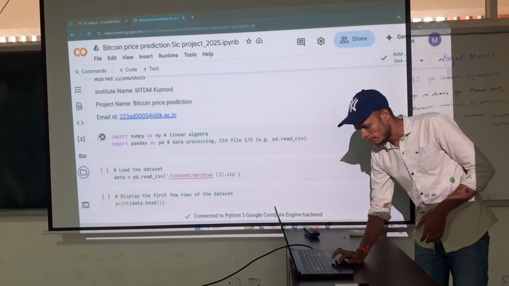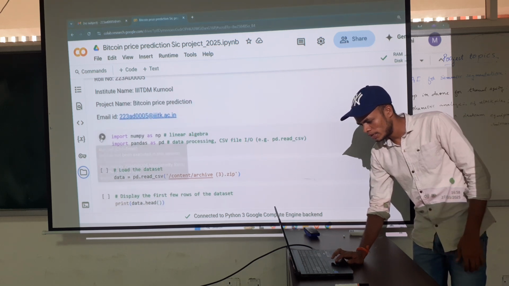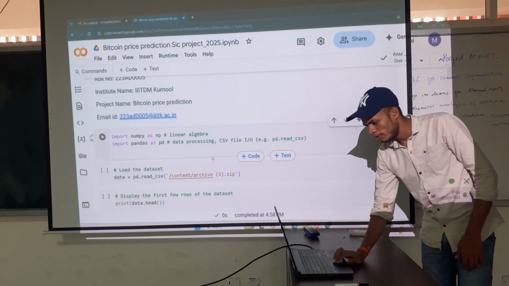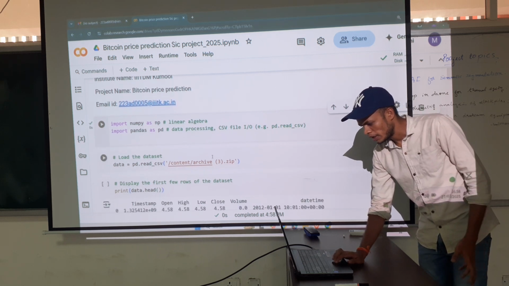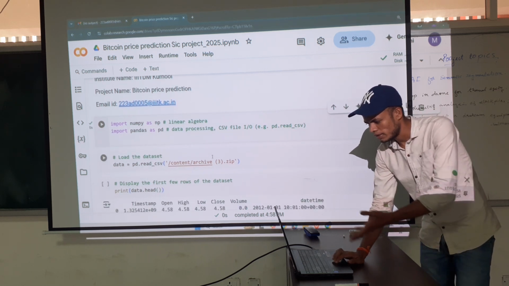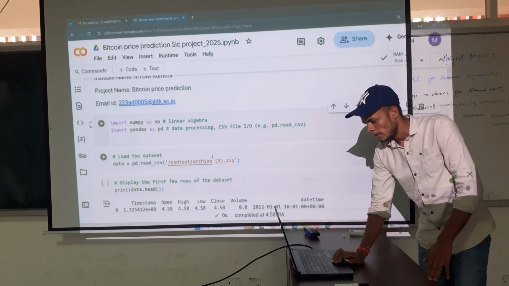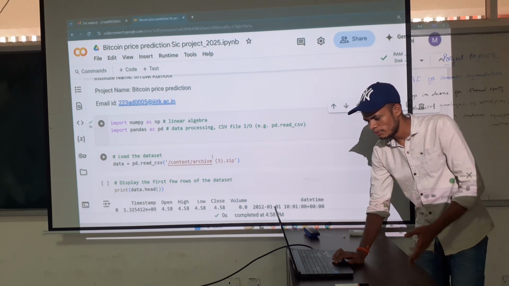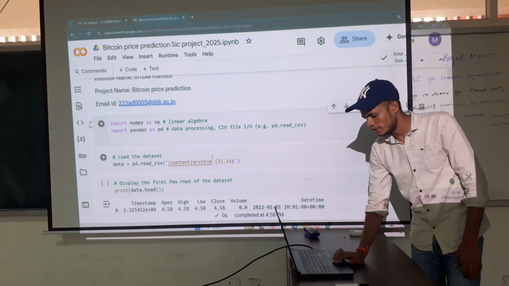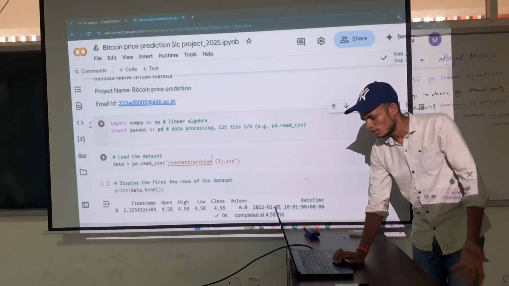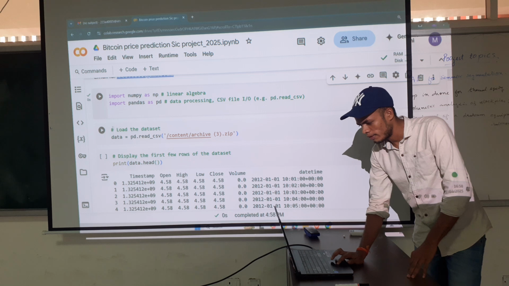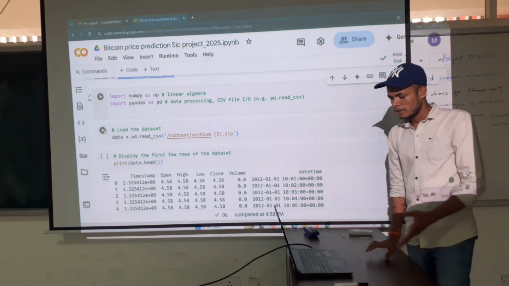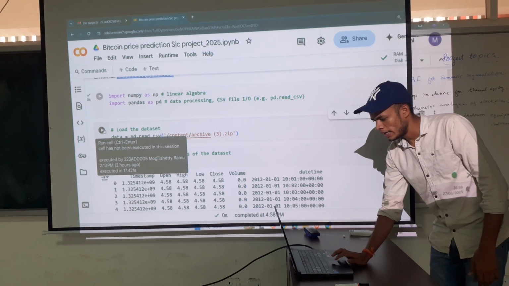Moving on to the implementation part, I have imported some required tools such as NumPy and Pandas. NumPy is used for linear algebra, and Pandas is used for data processing and CSV file I/O. This is the dataset I downloaded from Kaggle, and this is where I loaded the dataset.